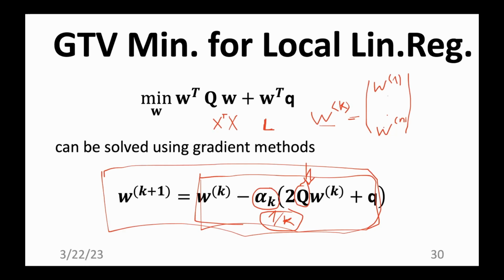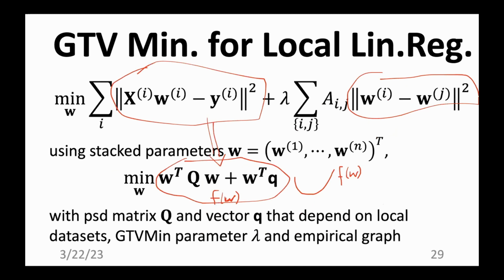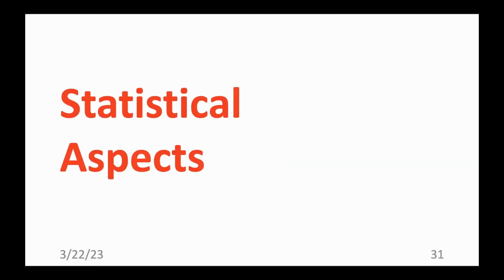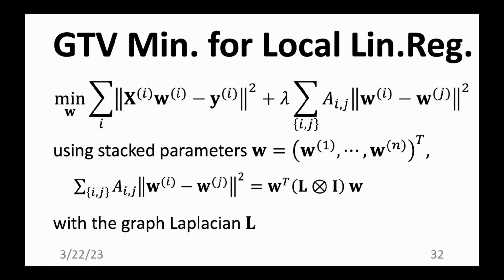Okay, that was what I wanted to say about the computational aspect. So if we use linear regression models as the local models, and we use the squared norm as penalty function, then we end up with a machine learning problem or federated learning problem that we can solve with gradient descent. Then regarding statistical aspects, how do the solutions of this optimization problem look like?